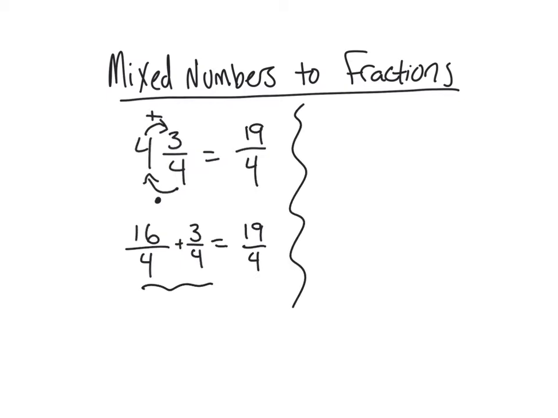Let's try one more example. If we have 6 and 3/5, we have to figure out how many fifths are in 6 wholes and then add it to the 3/5. So we do that by doing 5 times 6, which is 30, plus 3, which is 33. So that's my numerator. And my denominator is going to stay the same, so it's going to be 5. So 33 fifths. That's how you change a mixed number into a fraction.